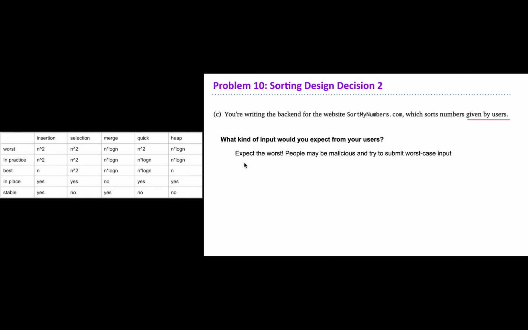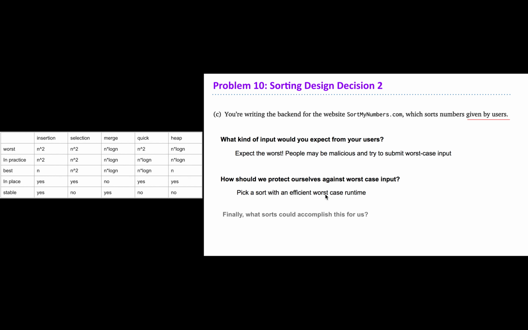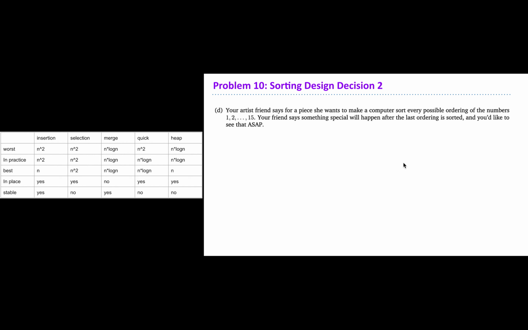And then again, expect the worst. People might be malicious and try to submit a worst case input. So in order to protect ourselves, we're going to pick a sort with an efficient worst case runtime. Heap sort and merge sort, both great choices. I think you could pick either of those with this justification here. And that'd be great. So either of those would work.